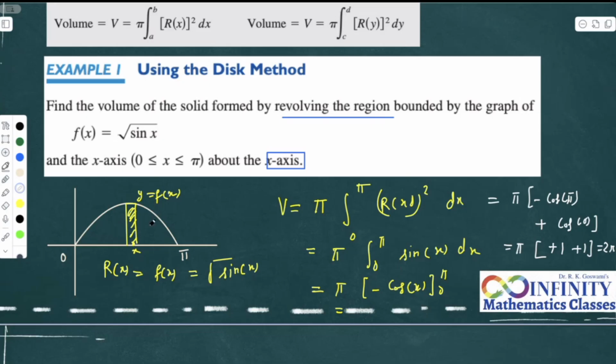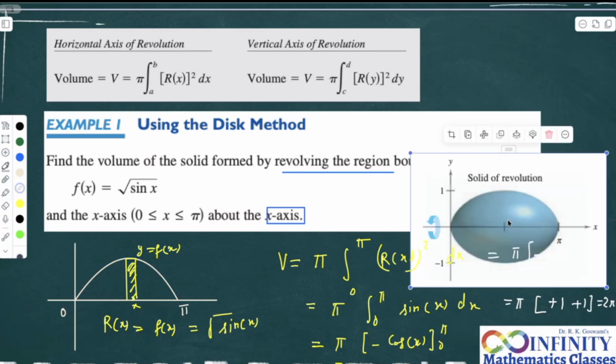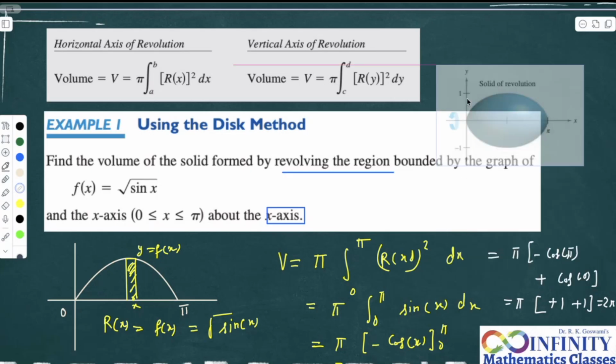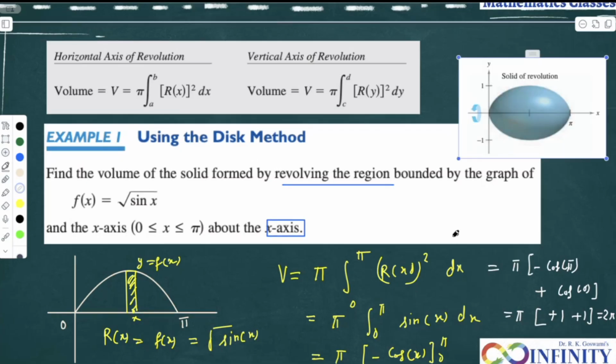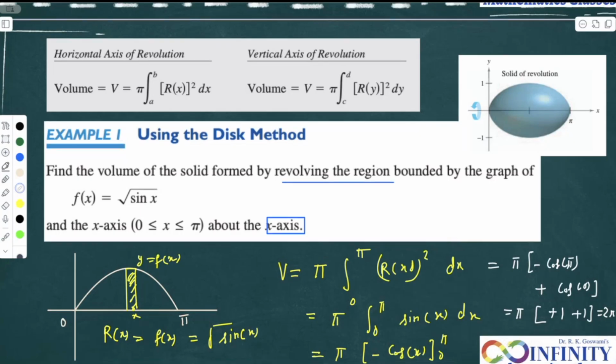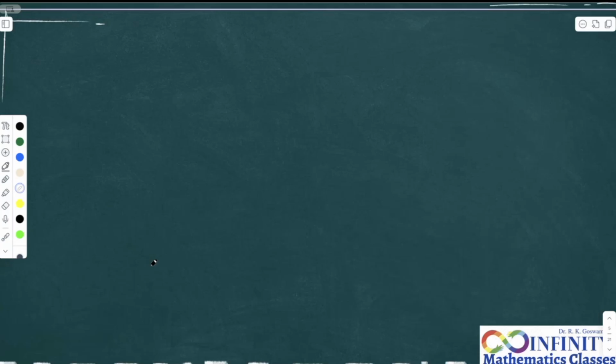Let me share with you the figure. After revolving this curve about the x-axis, this type of shape you will get. This is a 3D shape. I will not be able to draw it exactly, but I'm using a 2D shape to get the volume. But if you wish to visualize, this is how it will look like. Later on there will be some more methods to get the volumes. Right now we have only this one.